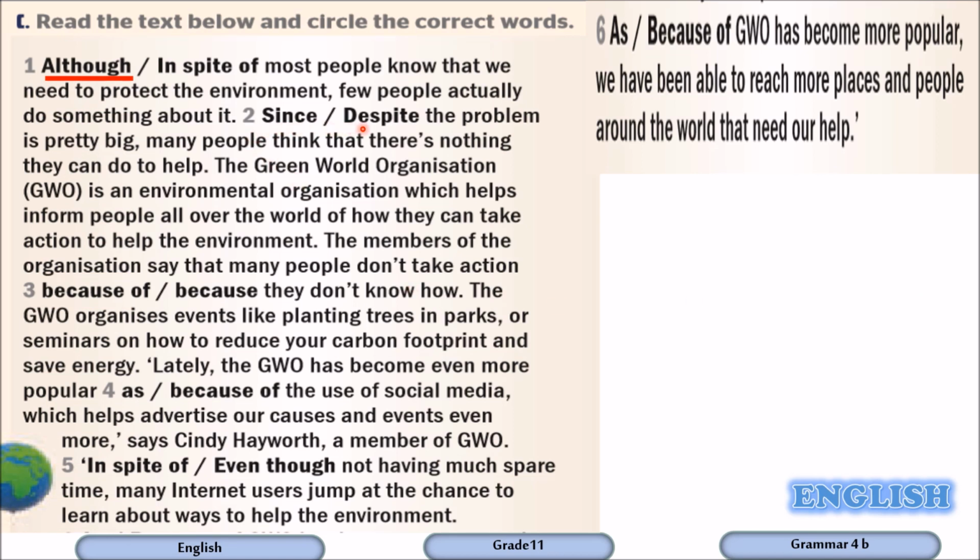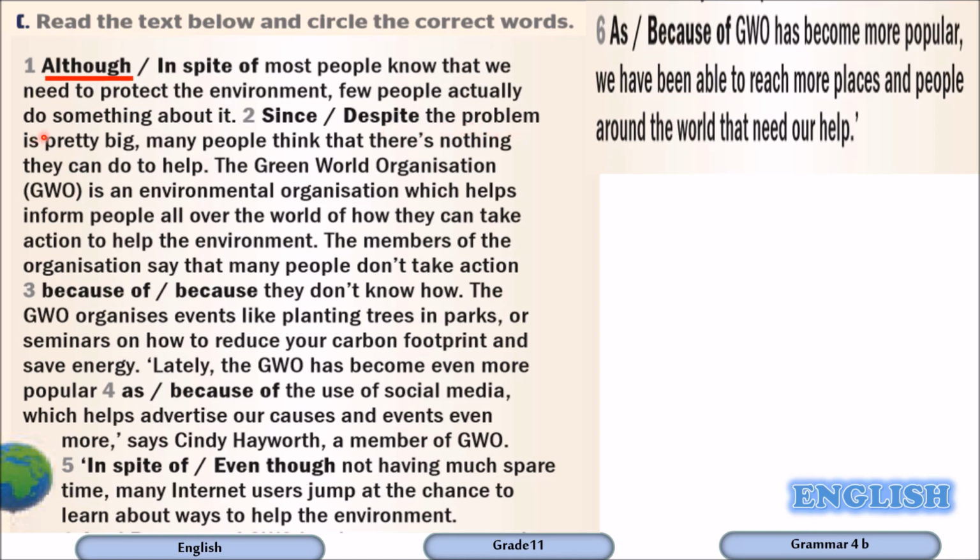Since and despite have two different meanings. Since refers to the reason, while despite refers to the concession, and both of them have different forms. With since, you should use subject plus verb, while with despite, as we said, with a noun or a verb in the -ing form.